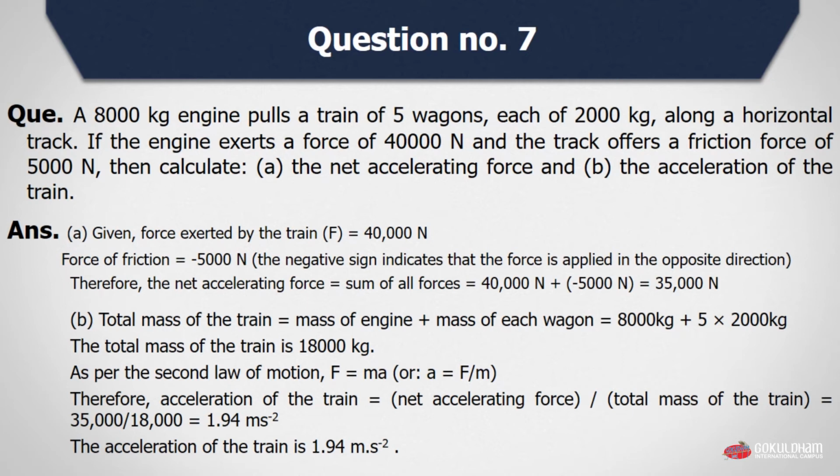So the solution for A, net accelerating force is 35,000 Newton, and for B, the acceleration of the train is 1.94 meter per second square. So this is our answer for question 7. Now we will move towards our next question.